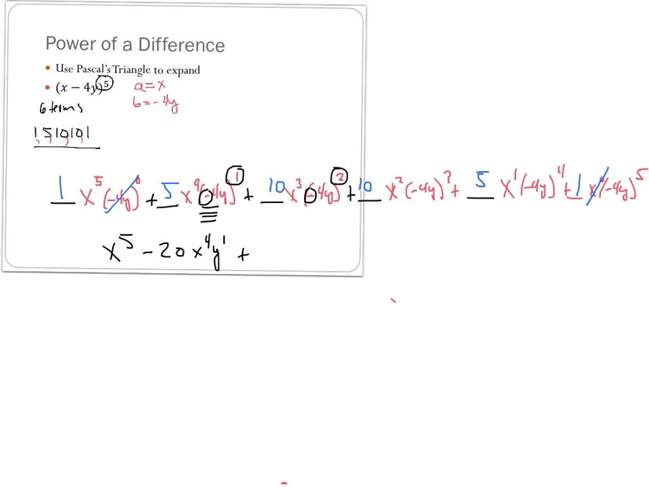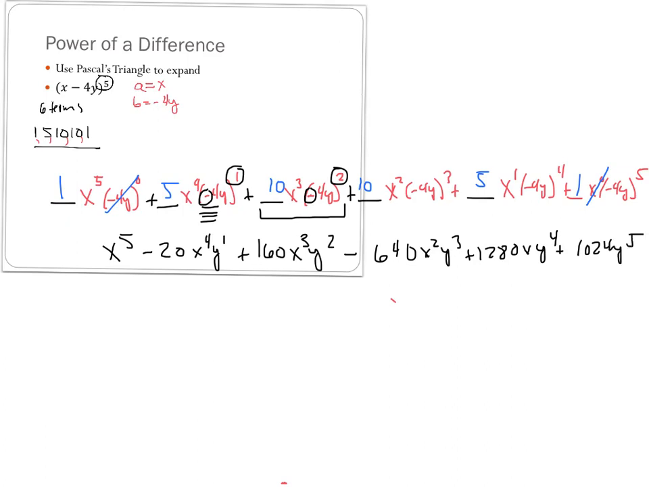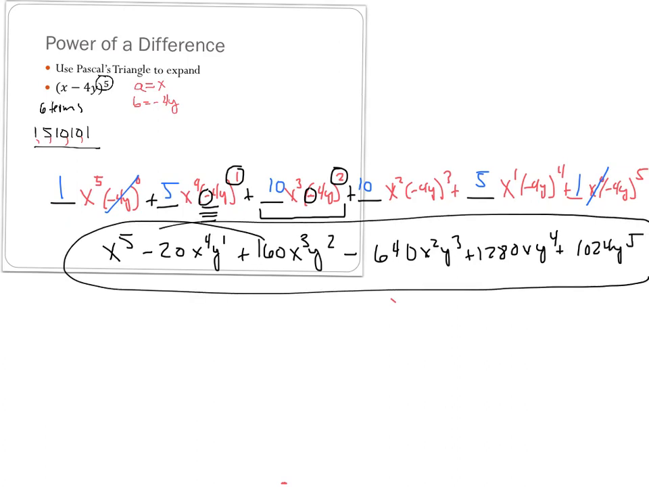And so just be careful with the algebra. At this point, it's purely algebra. Just focus on each one individually and put all the numbers together. And make sure you follow order of operations. I got to do the square first. So this should be 160x cubed y squared minus 640x squared y cubed plus 1280 x to the first, y to the fourth, plus 1024 y to the fifth. And that is that term expanded.